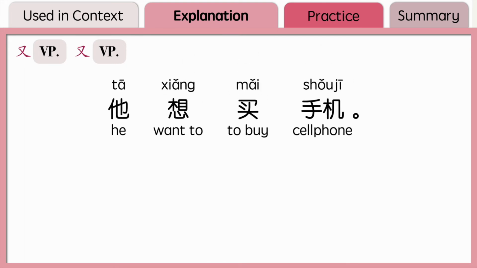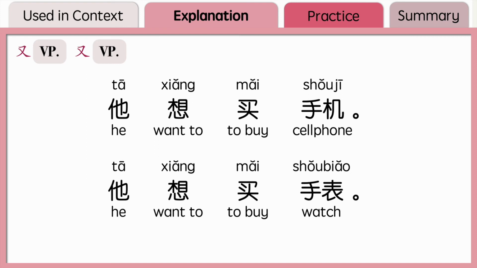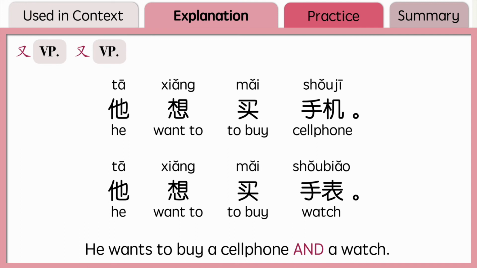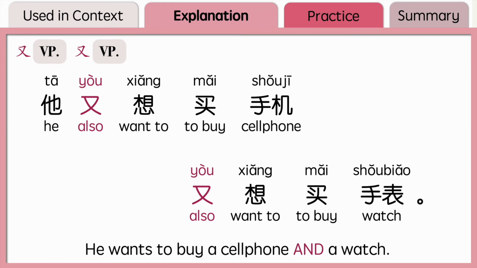他想买手机，he wants to buy a cell phone. 他想买手表，he wants to buy a watch. If you want to say he wants to buy a cell phone and a watch, you can say 他又想买手机又想买手表。This sentence implies that he's debating whether to buy a cell phone or a watch. So this is basically expressing, on one hand, he may want to buy a cell phone, but on the other hand, he may want to buy a watch.